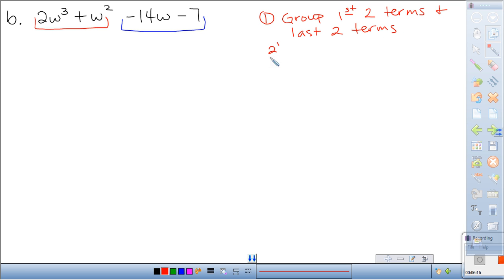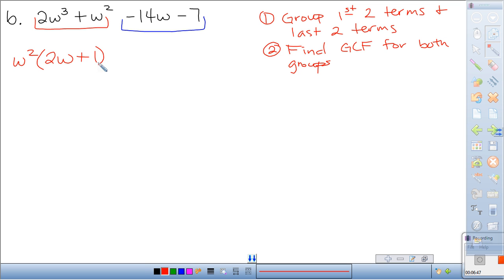The second step is to find the GCF for both groups. That's what we're doing right now. Find the GCF for both groups. So the GCF of 2w cubed and of w squared is actually just w squared. They don't have any numbers in common since there's that imaginary 1 in front of w squared. So w squared times 2w would give me 2w cubed plus 1, w squared times 1 would give me w squared.